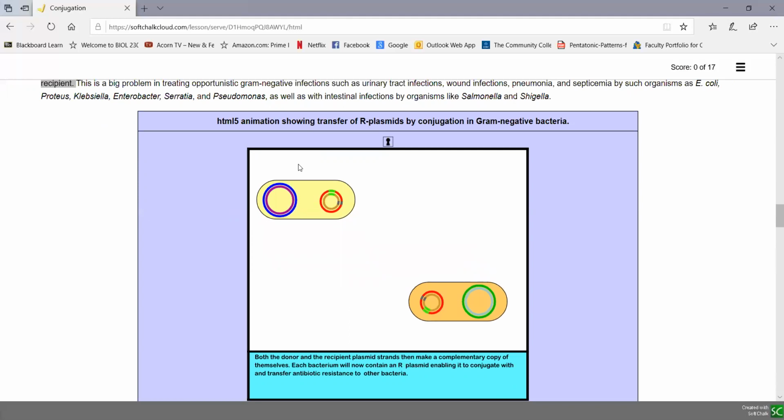And when all is done now, both bacteria contain R plasmids. Both can now conjugate with other bacteria and form mating pairs and transfer those R plasmids onto other bacteria. And both are now multiple antibiotic resistant, because it also transferred the resistance genes.